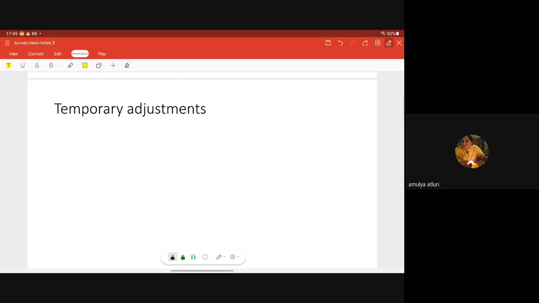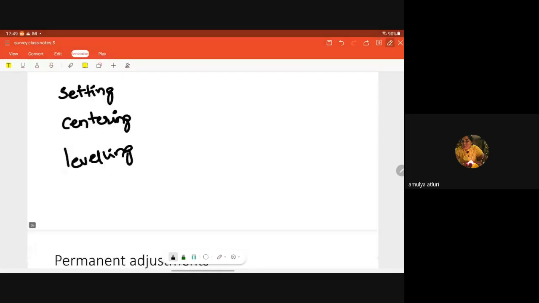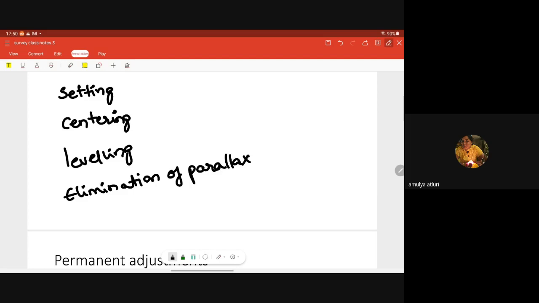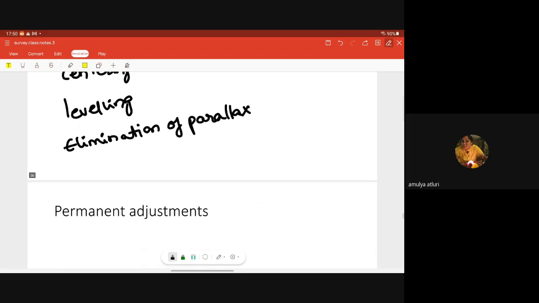Okay. So temporary adjustments. What are the temporary adjustments of a theodolite and the permanent adjustments of a theodolite? The temporary adjustments are setting of the theodolite, centering of the theodolite, leveling of the theodolite, and elimination of parallax.